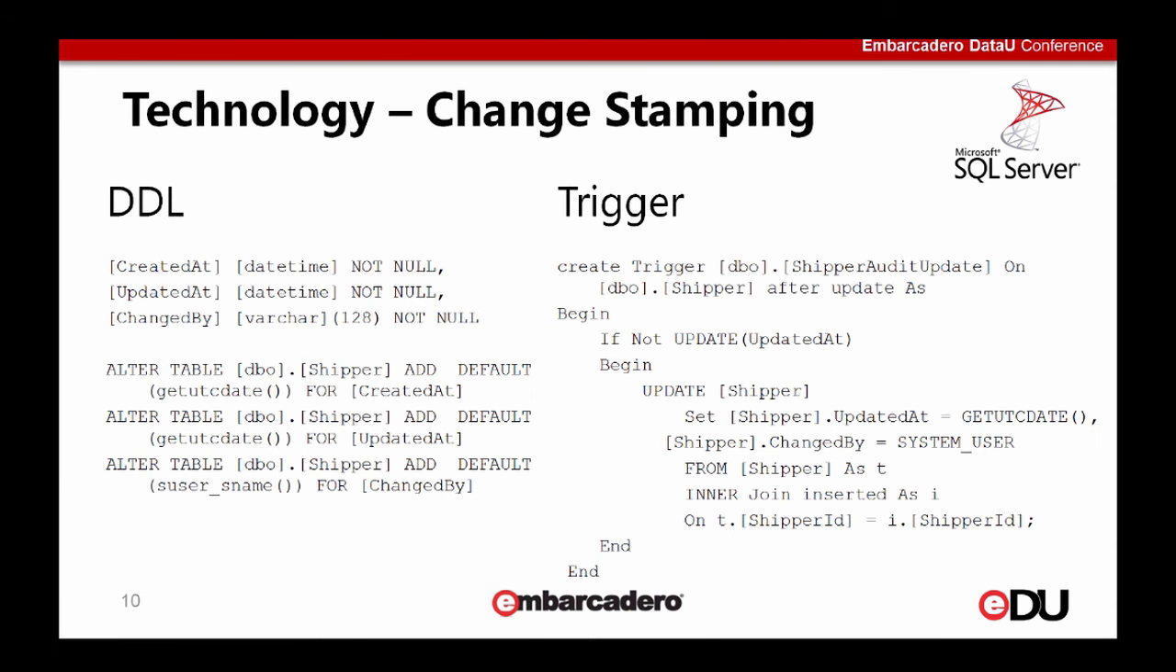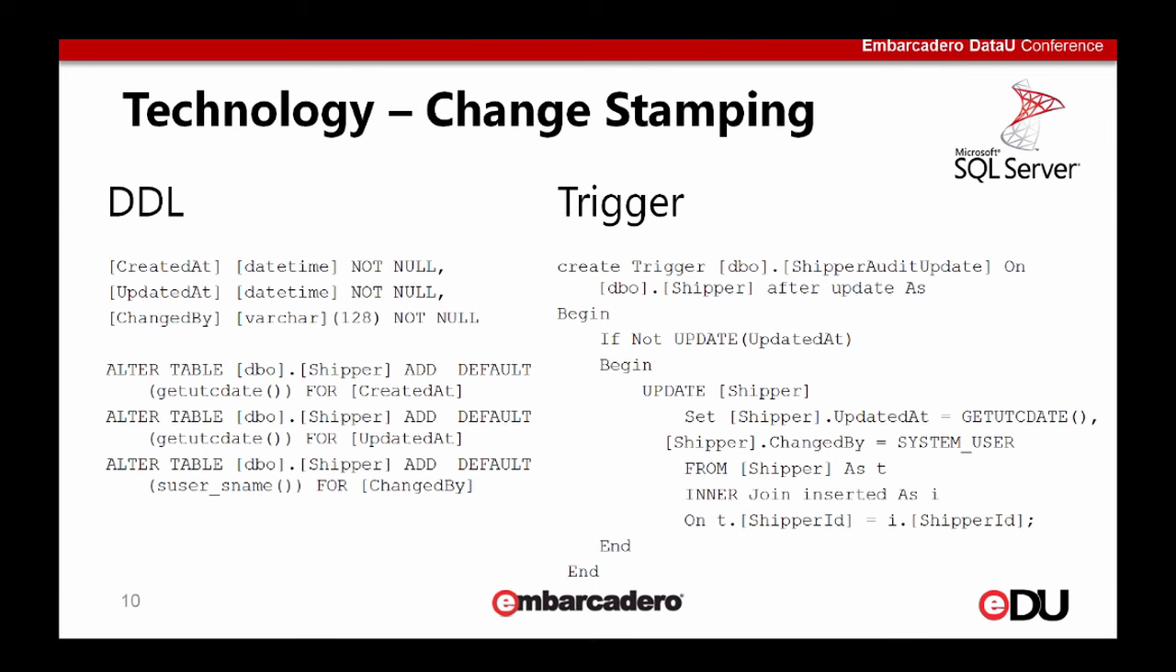In terms of change stamping, we've got a little bit of DDL. We're going to define a couple of date times and a varchar, and some defaults to set the initial value. So that handles record creation. When we go into updates, we need a trigger. And so this trigger is essentially going to capture those updates and stamp it with a timestamp for the updated as well as who did it.